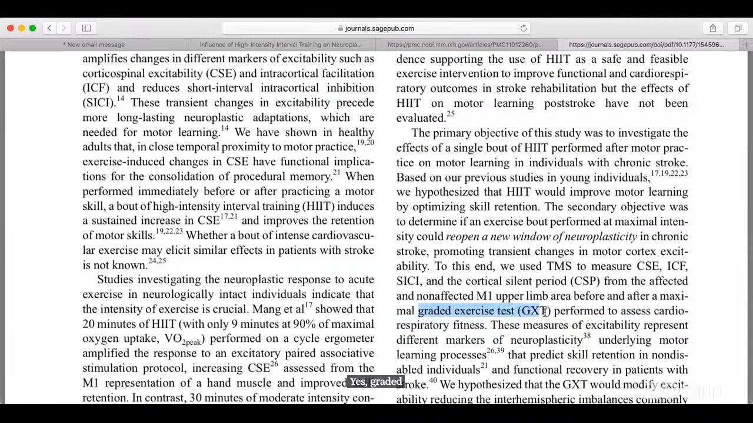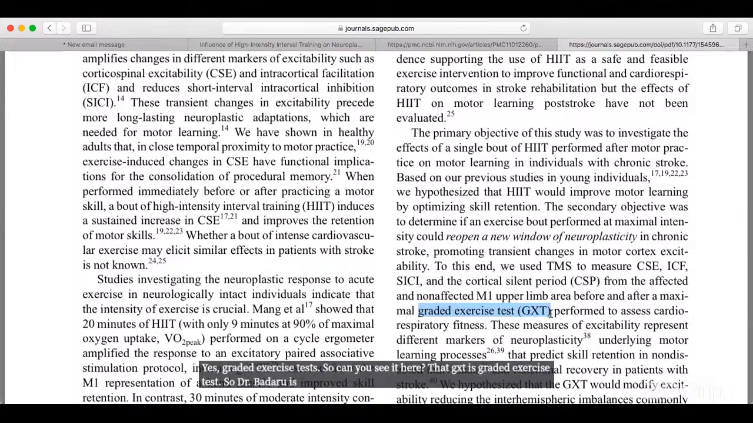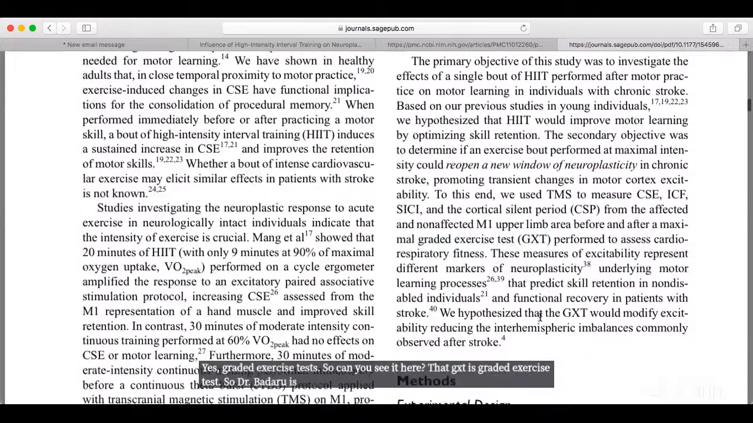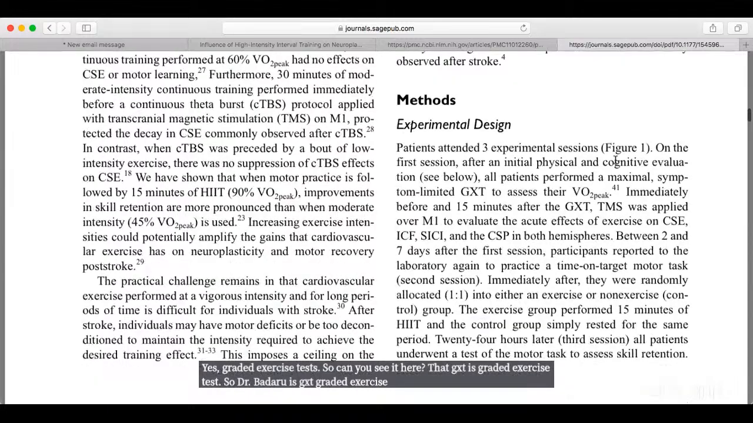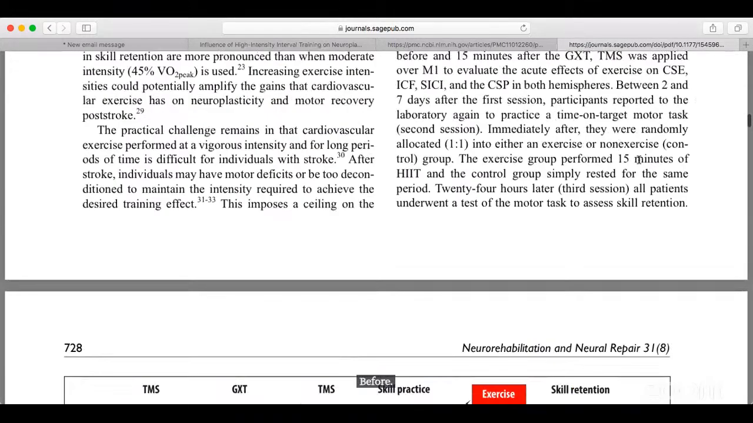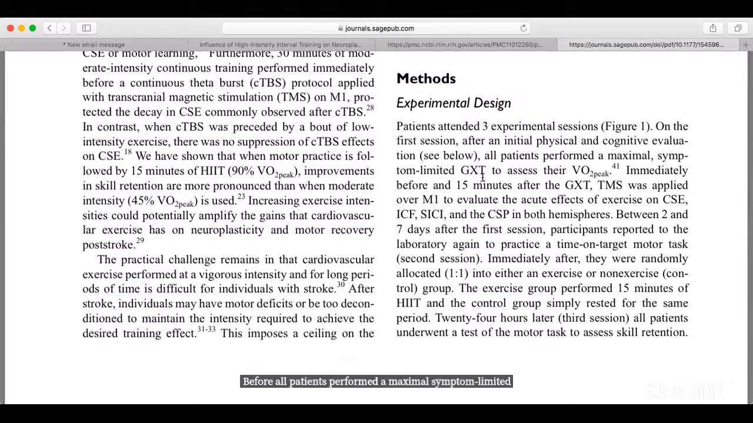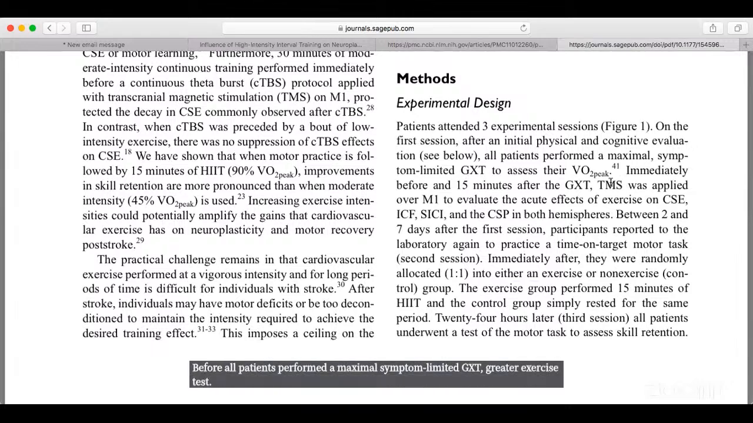So can you see it here? That GXT is graded exercise test. Before, all patients performed a maximal symptom-limited GXT, graded exercise test, to assess their VO2 peak.